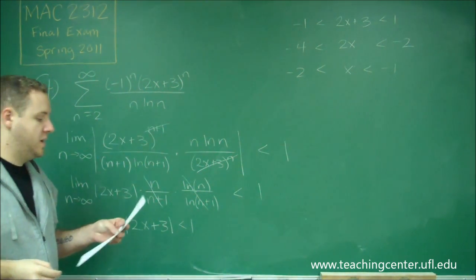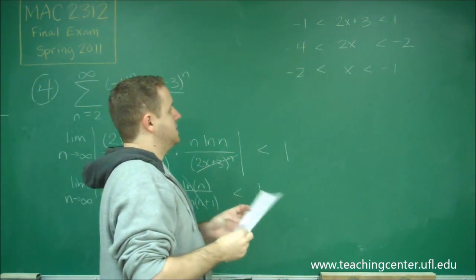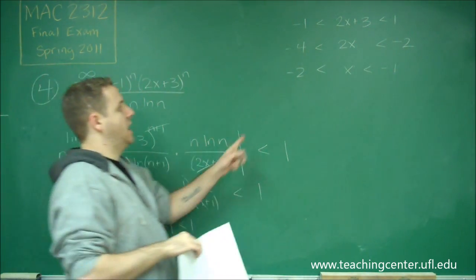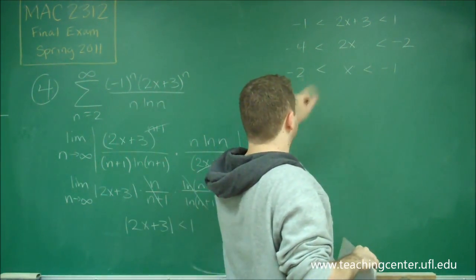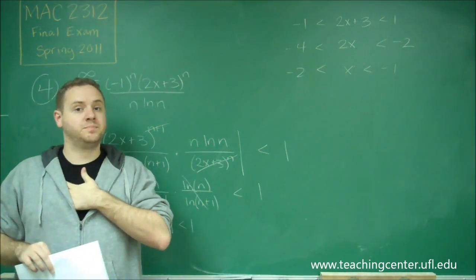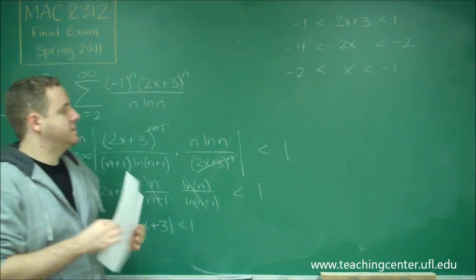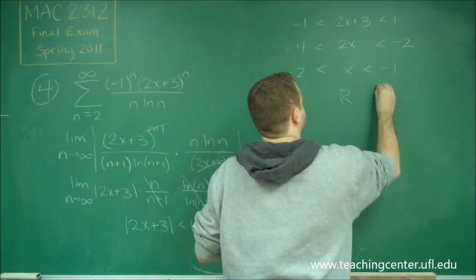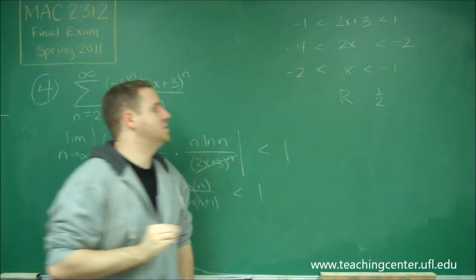So right away we can tell what our radius is. Our radius of convergence is going to be half, because our entire interval of convergence there only has width 1. So our radius of convergence then is going to be 1/2.